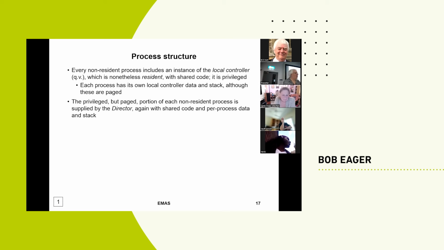Each process has its own local controller, but obviously the data and stack are different for each process because it's a different program. And each non-resident process, i.e. ordinary process, has a privileged portion supplied by something called the director. And again, the diagram will make this clearer. And you've got shared code, and then you've got per process code and data.